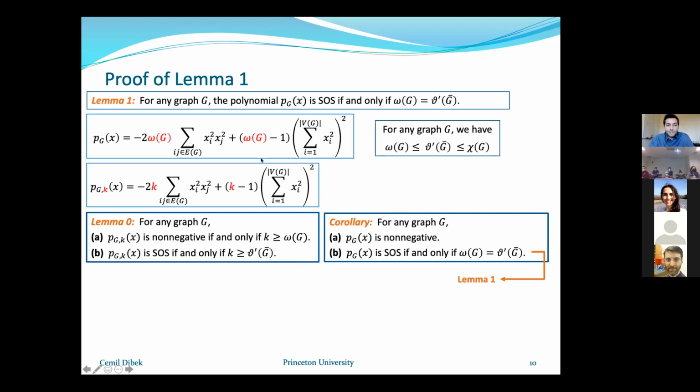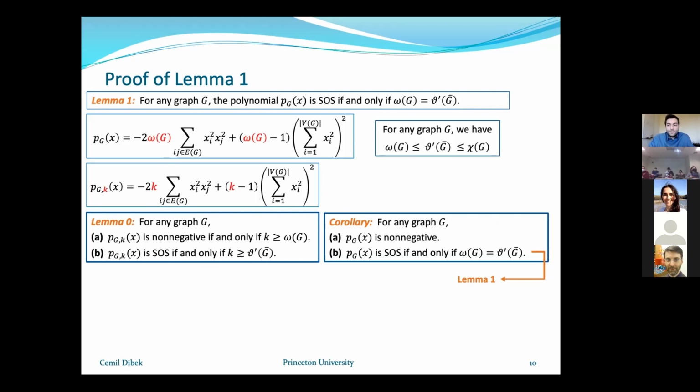Okay, so if you believe this lemma 0 for a moment, then lemma 1 follows immediately, because what is P_G(x)? P_G(x) is simply P_{G,k}(x) with k replaced with omega, right? So if you replace k with omega in part A, you immediately get that P_G(x) is non-negative for any graph G, which I told you before. This polynomial is non-negative for every graph G. And if you replace k with omega in part B, you get that P_G(x) is SOS if and only if omega is at least the Schrijver number. But we know that omega is at most the Schrijver number for any graph, and therefore we get exactly lemma 1, which we wanted. But now I need to tell you about lemma 0.